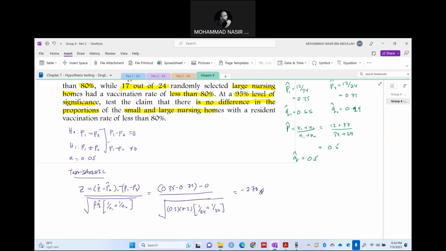Can you confirm this value? Negative 2.7, right? Okay, good.